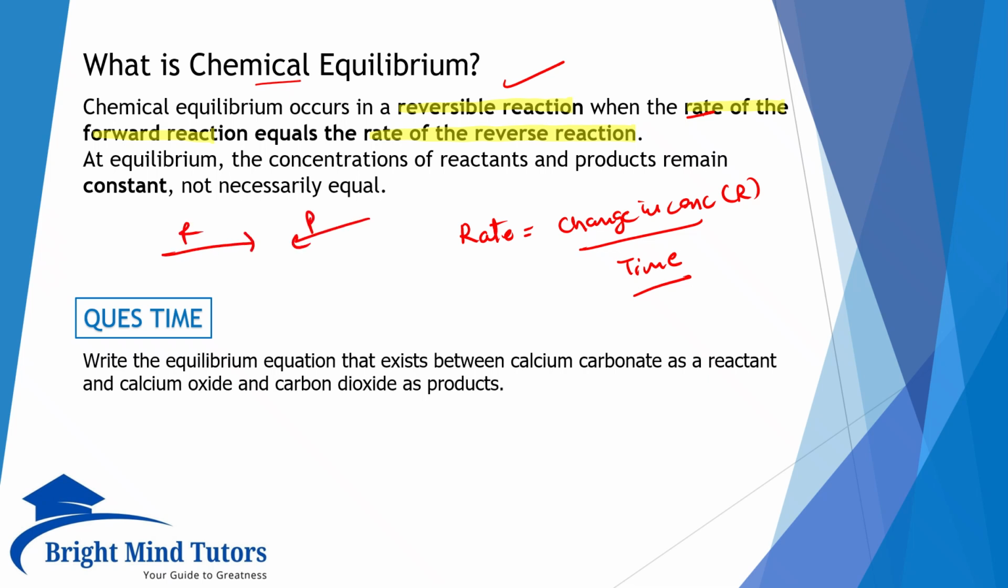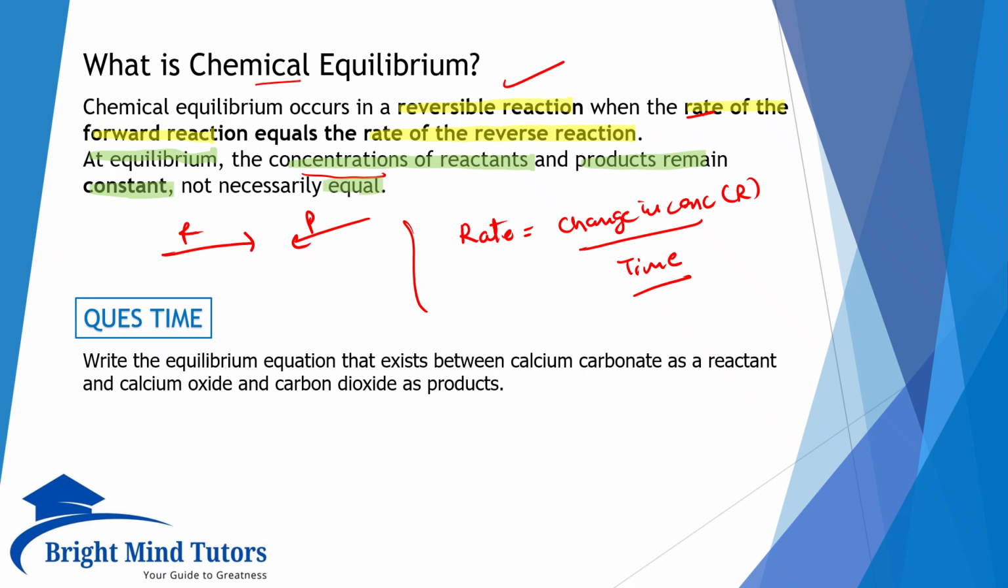So the same rate, not the same concentration. Concentration and rate are two different things. Just fit it in your head. Rate is how the concentration is changing per unit time. And this is pretty important: at equilibrium, the concentrations of the reactants and products are constant, they are not equal. So what does this mean? Let's try to decode it.